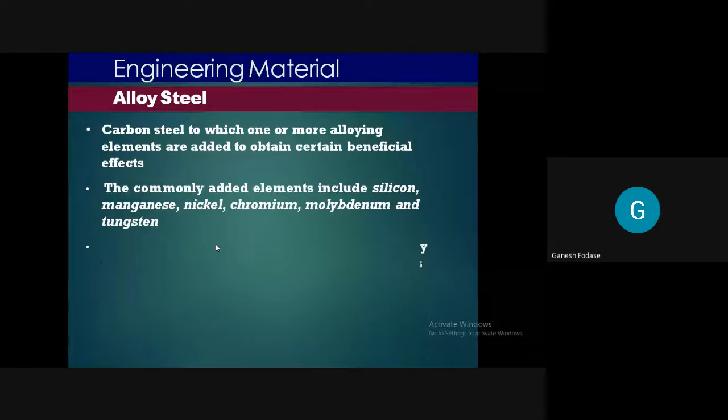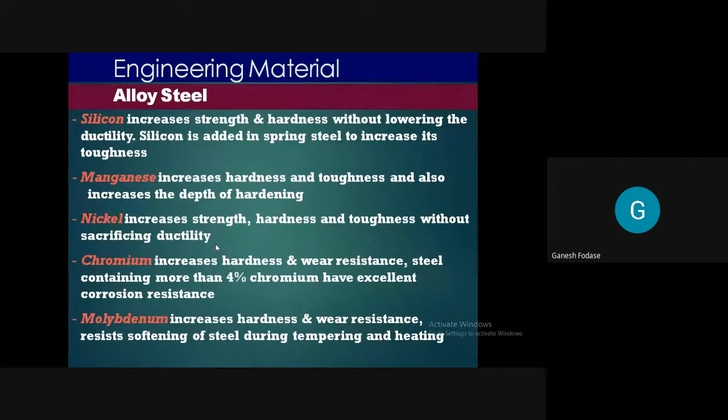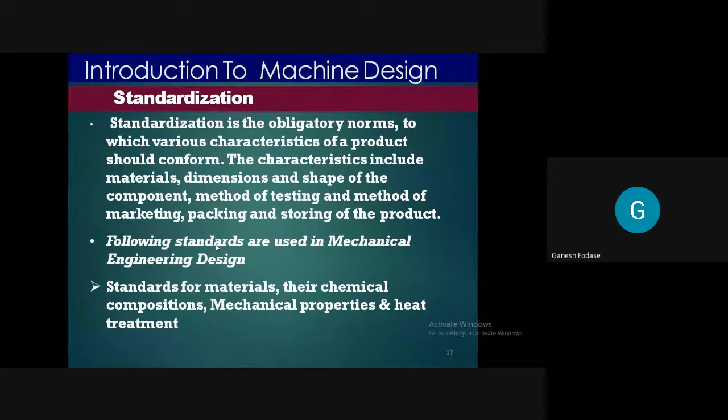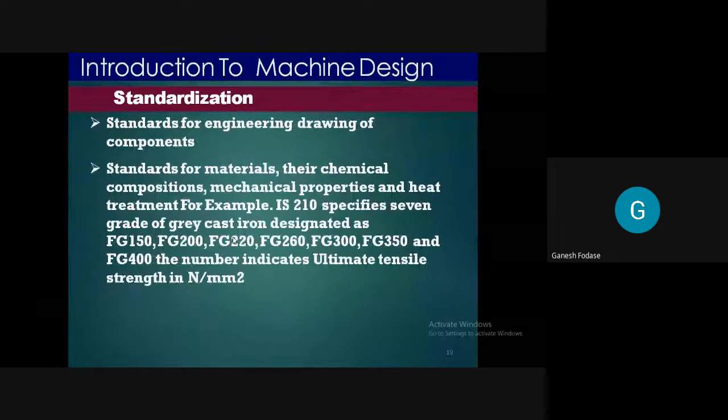Alloy steels are there. Now, different alloy steels like silicon, manganese, nickel, chromium, and molybdenum. Standardization was talked about in the last lecture.